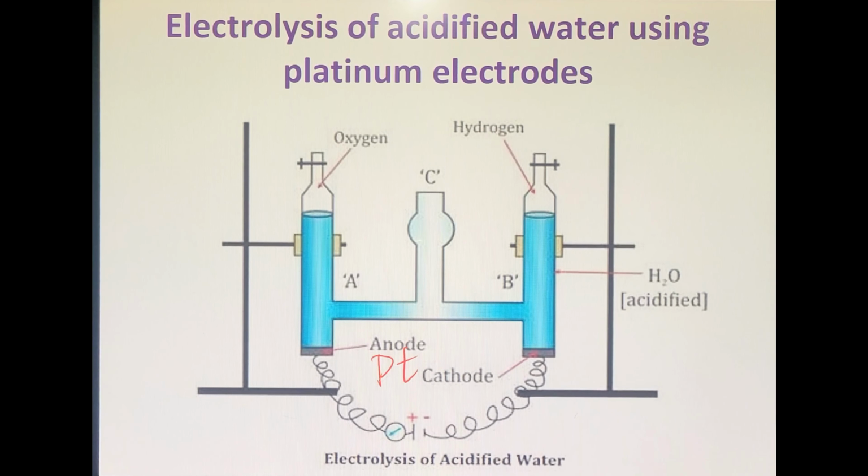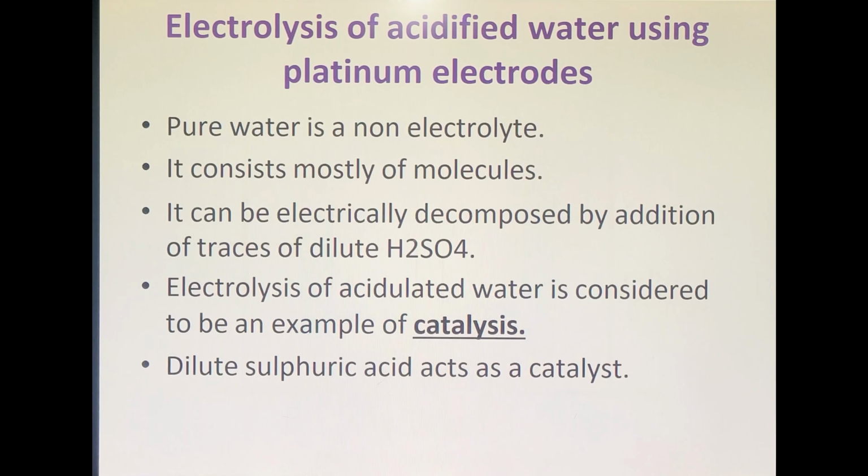Now, can you see this apparatus here, children? It is called the Hoffman's apparatus. What is the name of this apparatus, children? It's called a Hoffman's apparatus. Okay. Just as I told you, pure water is not able to conduct electric current through it. Why? Because it is a covalent compound. When I say it is a covalent compound, what do I mean? It is made up of only and only molecules. But I need to pass electric current through it.